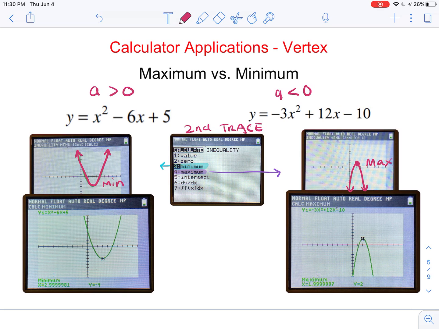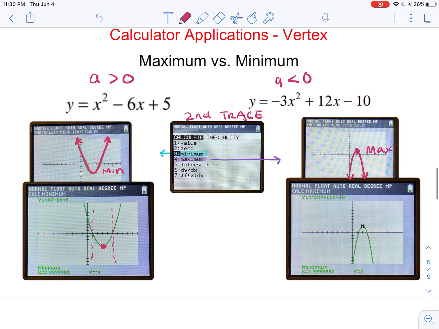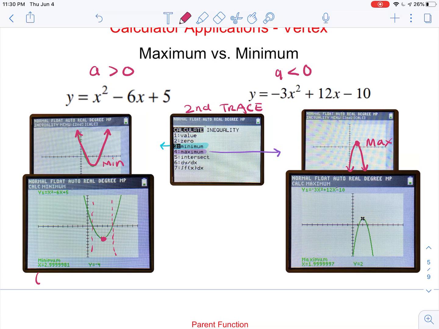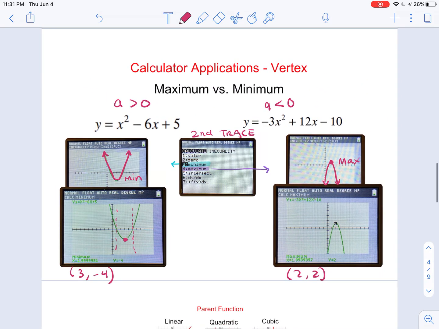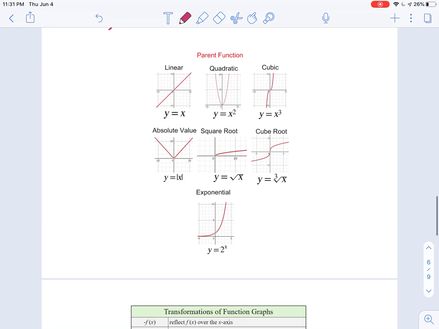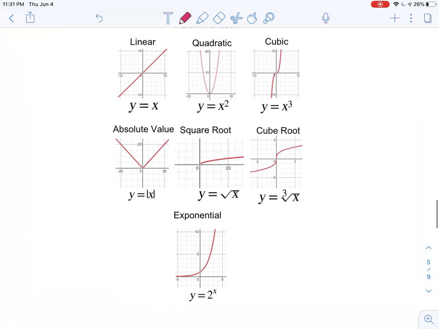Okay, so once you've chosen whether it's a minimum or a maximum, you're going to do the same thing with the left bound, right bound idea, right? The left bound has to be to the left of the vertex. The right bound has to be to the right of the vertex that you're looking for. And at the bottom of the screen, we'll get the value. Now, whenever you see 0.999999999 like that, that's usually a rounding error of the calculator. So this has a minimum value at 3, -4, which also works as its vertex. Whereas over here, we have a maximum value of 2, 2, which is its vertex. All right. So we can find both of those using that particular menu that we see.